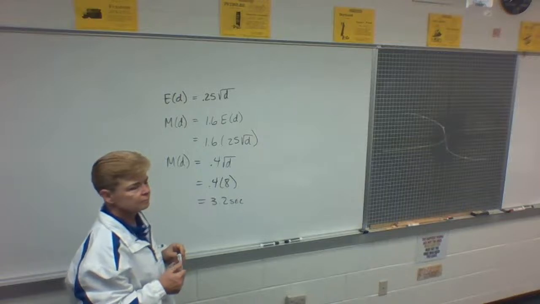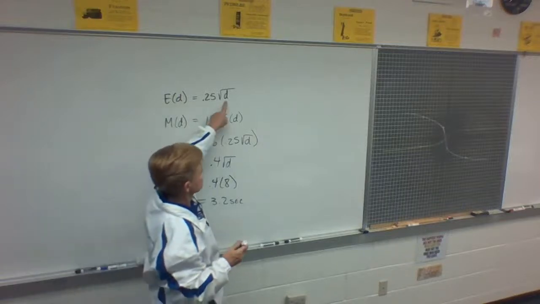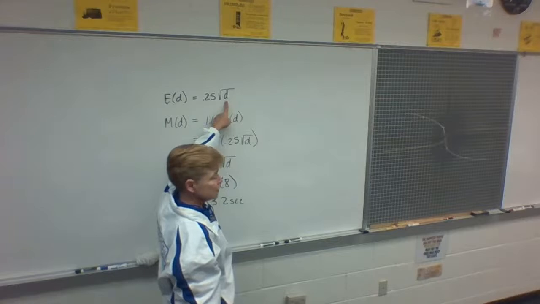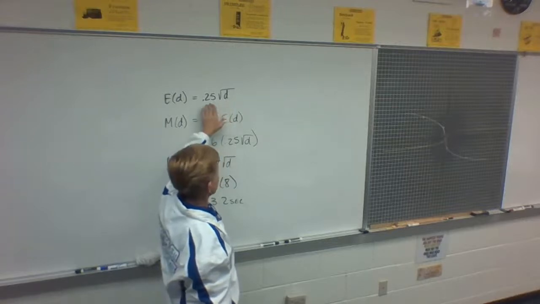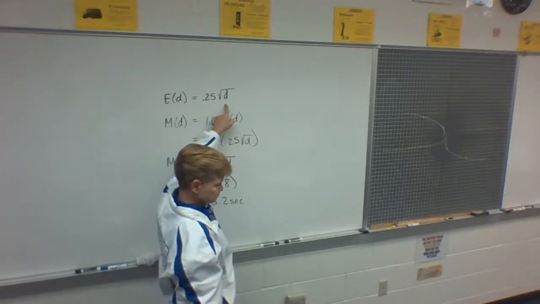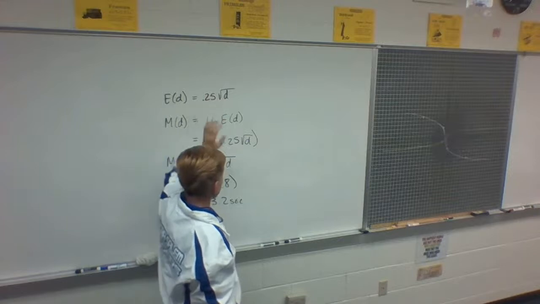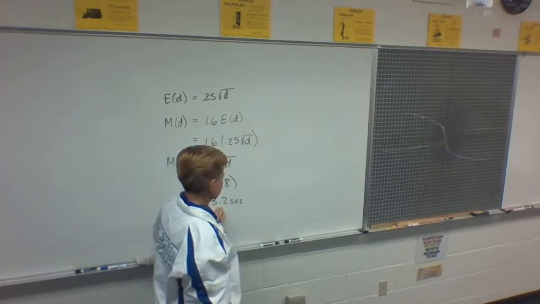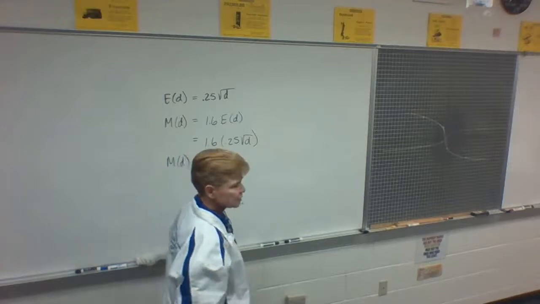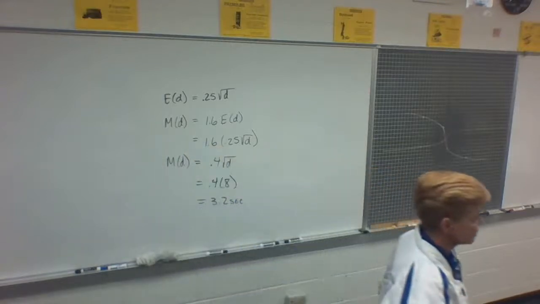64 feet. Square root of 64 is 8. A fourth of 8 is 2. So it would take 2 seconds to fall 64 feet on Earth. It would take 3.2, so not even twice that, but 3.2 seconds on Mars, because Mars is way less massive, so it has much less gravity.